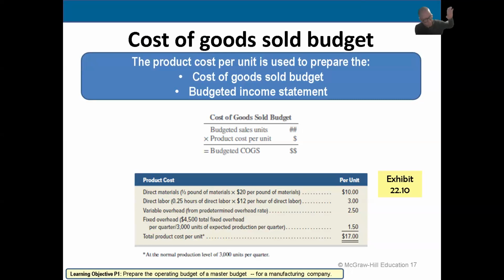So now I've figured out my sales budget, and my production budget based off of the direct materials, direct labor, and factory overhead budgets. I figured out the total cost per unit. Now I can find the cost of goods sold budget. The cost of goods sold budget is very straightforward to prepare. We take the budgeted sales units, the number of units I expect to sell, times the cost per unit. That gives me the budgeted cost of goods sold.